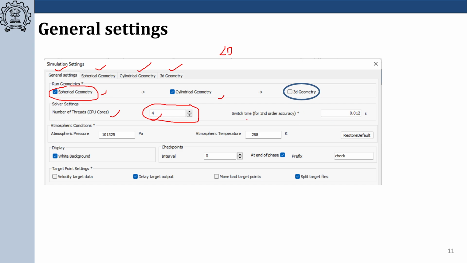Another option is the switch time. Switch time is basically that the problem is solved in first order accuracy, and after some time it switches to second order accuracy. If the switch time is too small, the simulation might not run if you switch early to second order accuracy, and if you switch very late, then the results will be a little erroneous. So you have to take care of the switch time, and they have given a relationship.